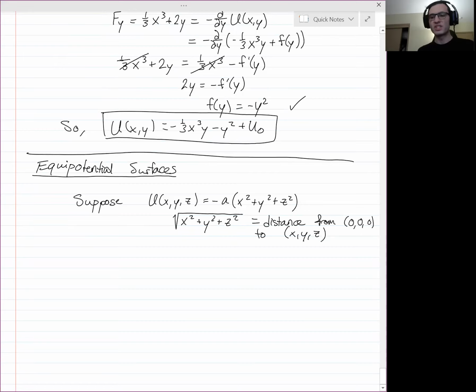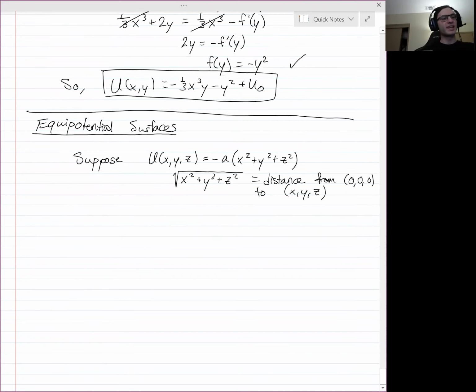And so this term here, x squared plus y squared plus z squared, is just the distance squared from the origin. So the takeaway here is that every point that is equidistant from the origin, i.e. if you have 2 points and both of them are the same distance from the origin, they will have the same value of your potential energy under this potential energy function.